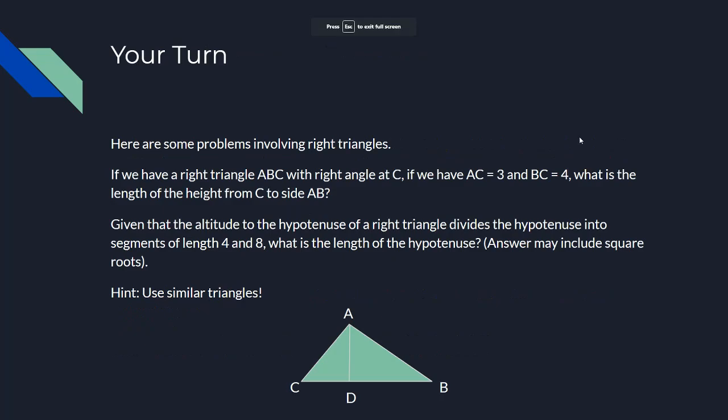So here's some problems involving right triangles. If we have a right triangle ABC with right angle at C, and we have AC equals 3 and BC equals 4, what is the length of the height from C to side AB? I'll give you 5 seconds.